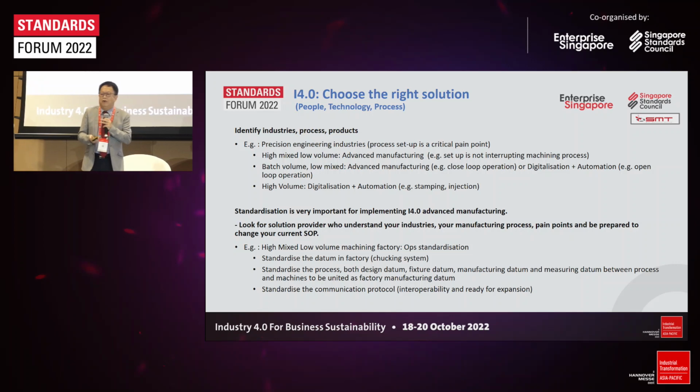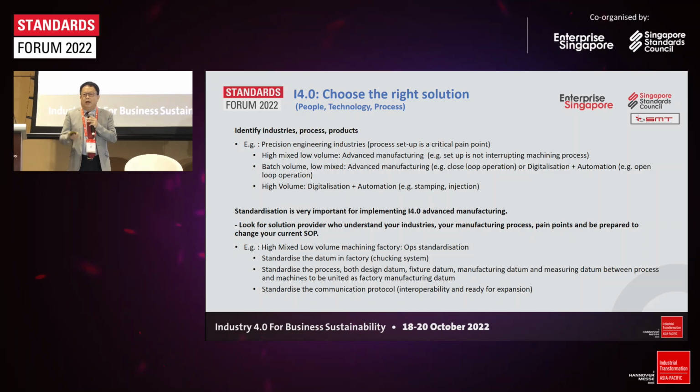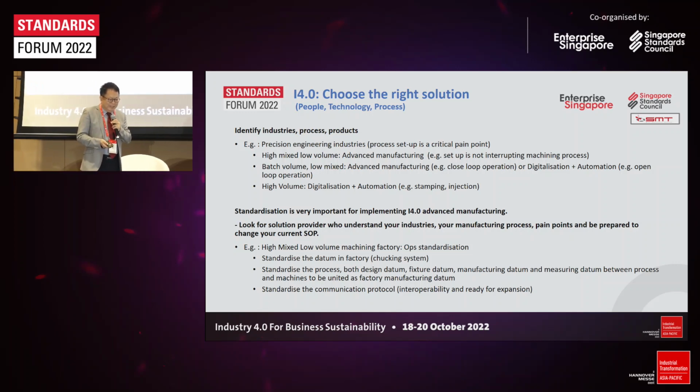If you are in high volume, most of us will use digitalization and maybe automation, because with a full automatic line for high volume manufacturing there is less chance for humans to intervene. They are only doing monitoring and control. Then standardization is very important when you want to implement this. So there are two areas I want to share with you.